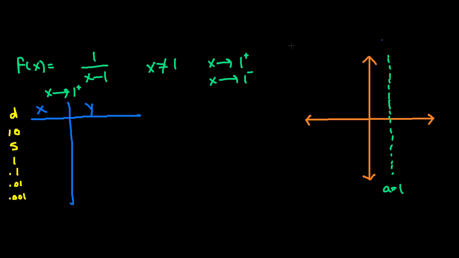So let's find all of these distances. What we're going to do is see what happens to y as we get closer and closer to x. I'm going to start 10 units away, then we're going to get 5, then 1, then 0.1, then 0.01, then 0.001, and we'll see what happens. So in order to be 10 units away from a, I'm going to need to put in 11, at least from the right. So if I put in 11, I'm going to get 1 over 10, which is 0.1.